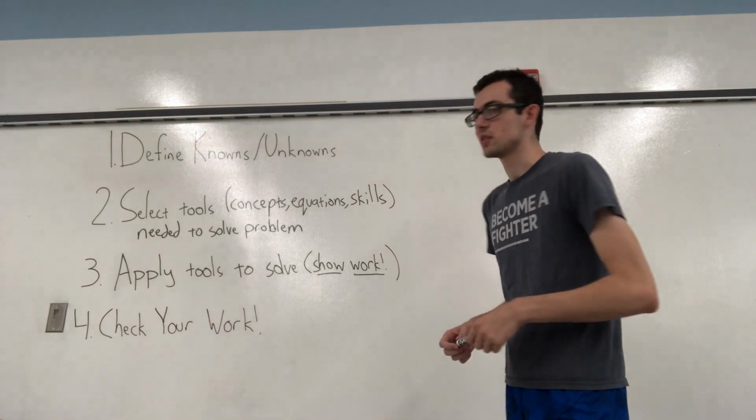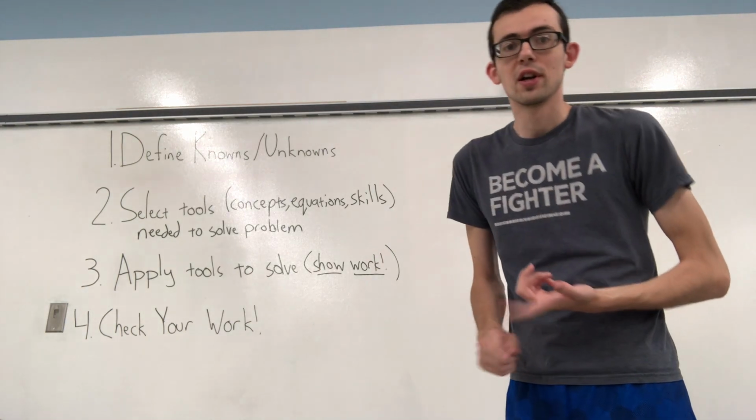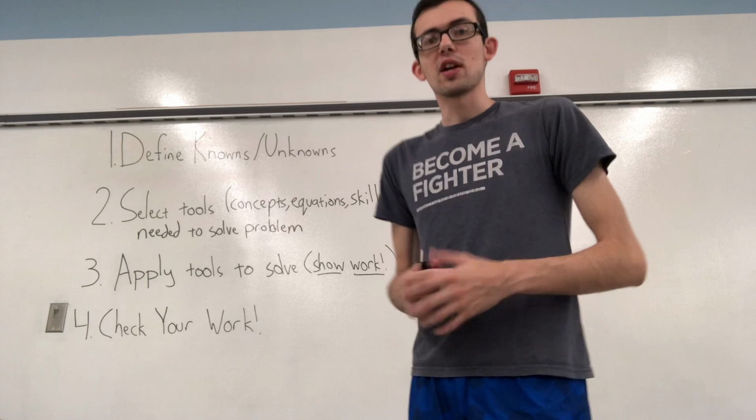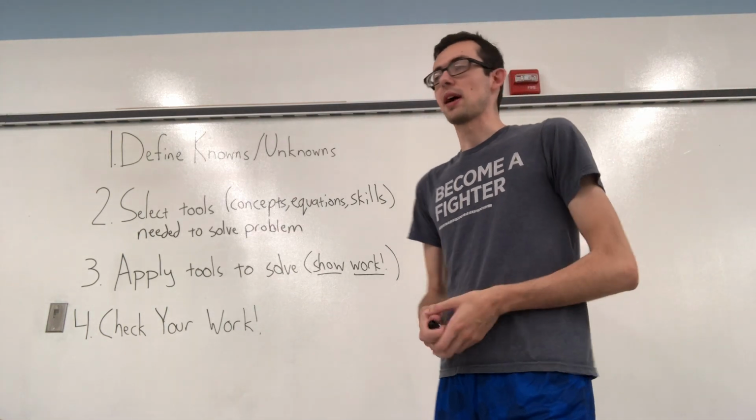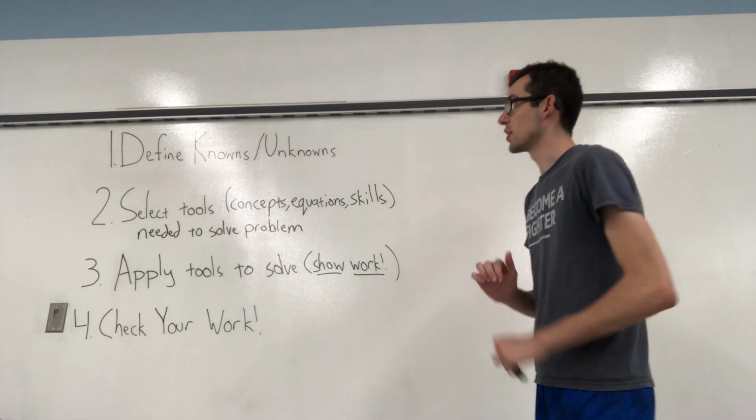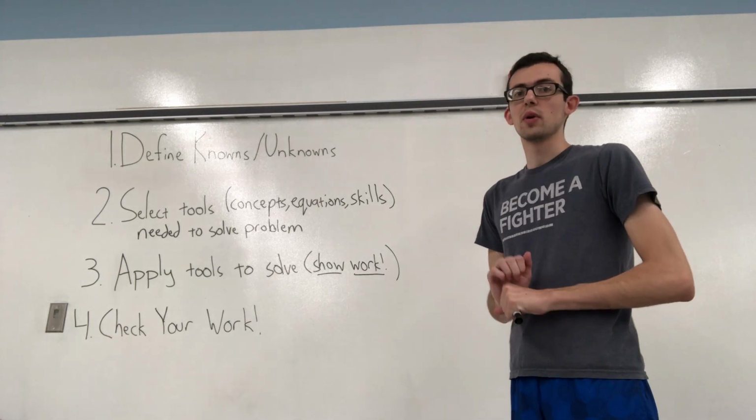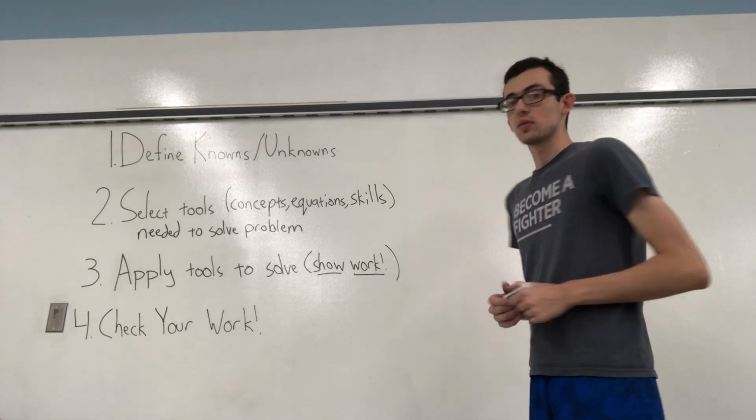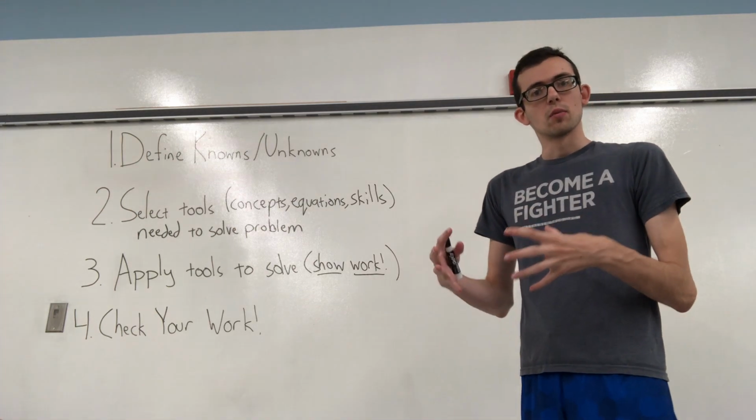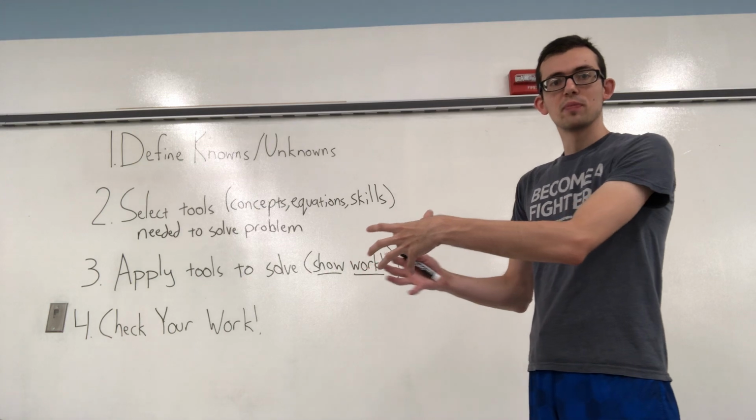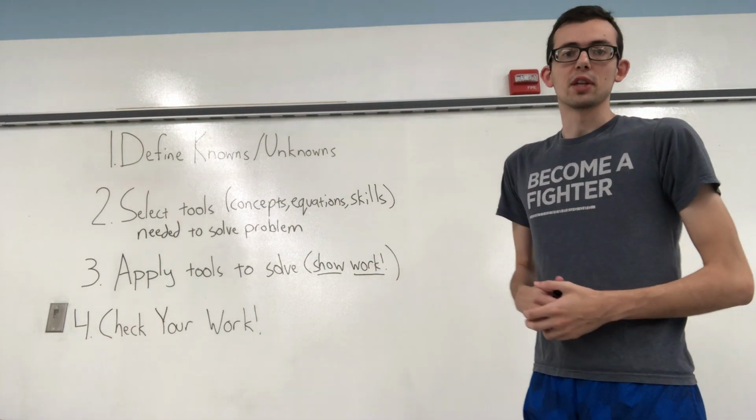So an unknown would be something that a problem is asking you for, like find the velocity of this object, or find the height from which this object is dropped. So your unknowns is what you want to find, your knowns is what you already know. And listing those is really helpful for understanding, okay, where am I at right now? Where do I need to be for solving this problem? And then we're going to get into how we get there.